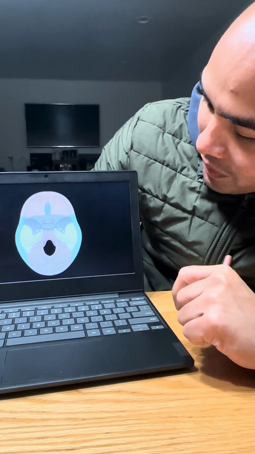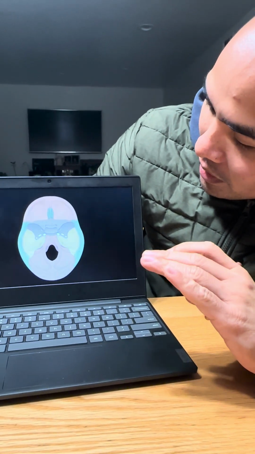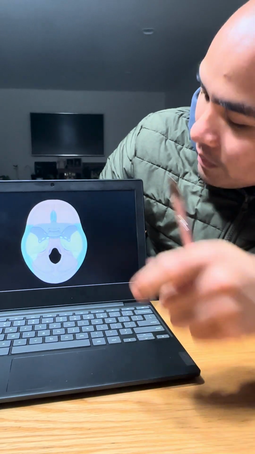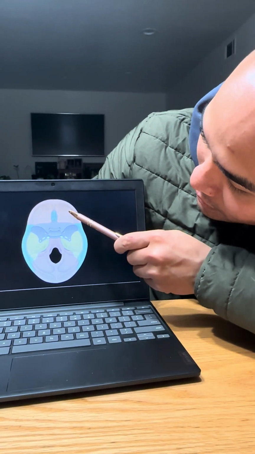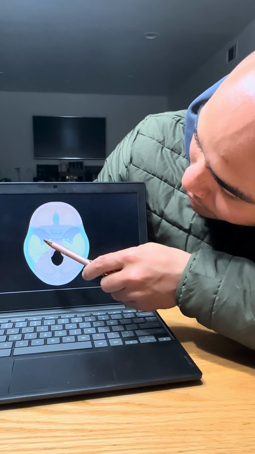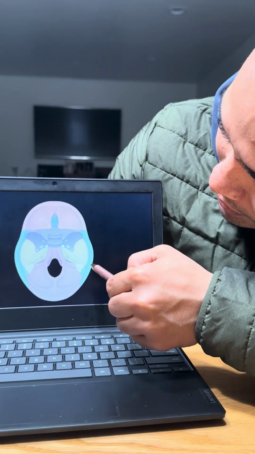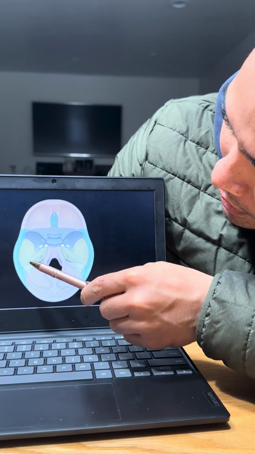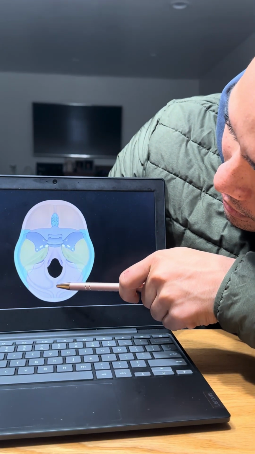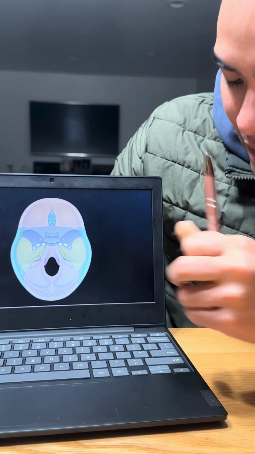All right, next one we will see is the inferior view of the skull. You have your frontal, sphenoid. This part right here, on the outside, this part right here is your temporal, the parietal, and the occipital.